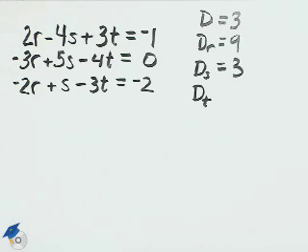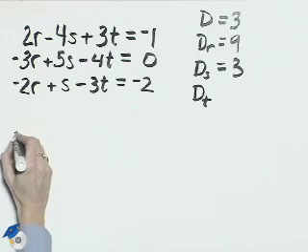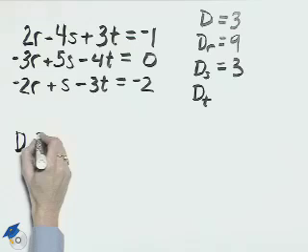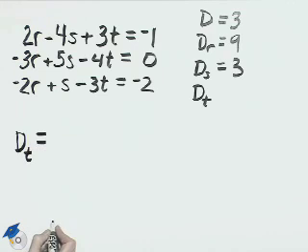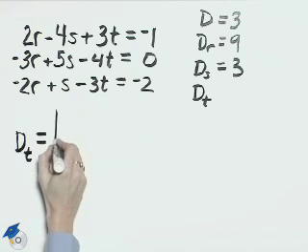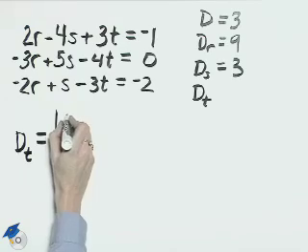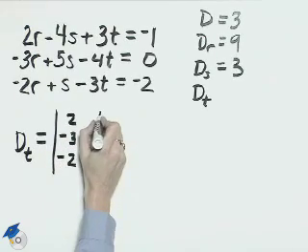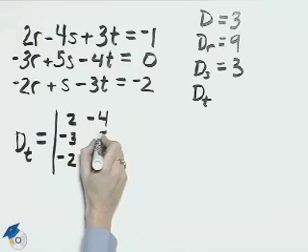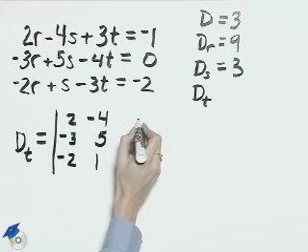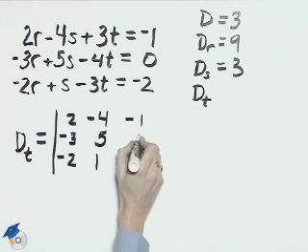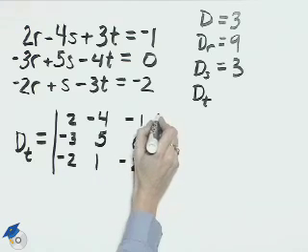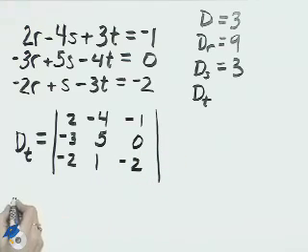Now we need to evaluate the determinant D sub T. Here, the coefficients of R and S will stay the same, but the coefficients of T will be replaced by the constants. Going down the first column, we'll have the coefficients of R. In the second column are the coefficients of S. And in the third column, we'll have the constants. And we'll need to evaluate this.